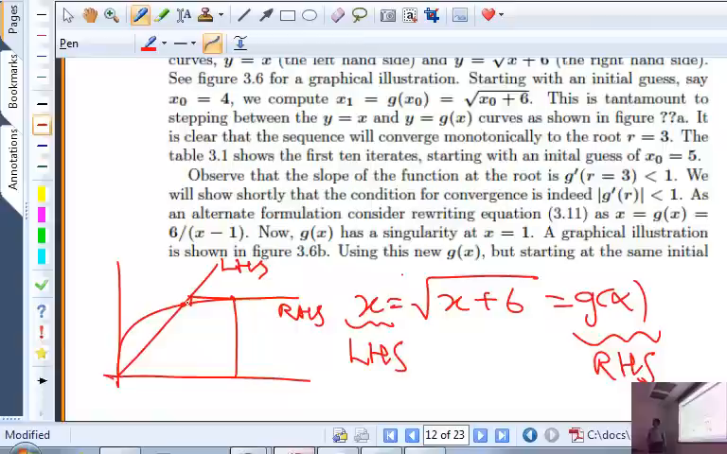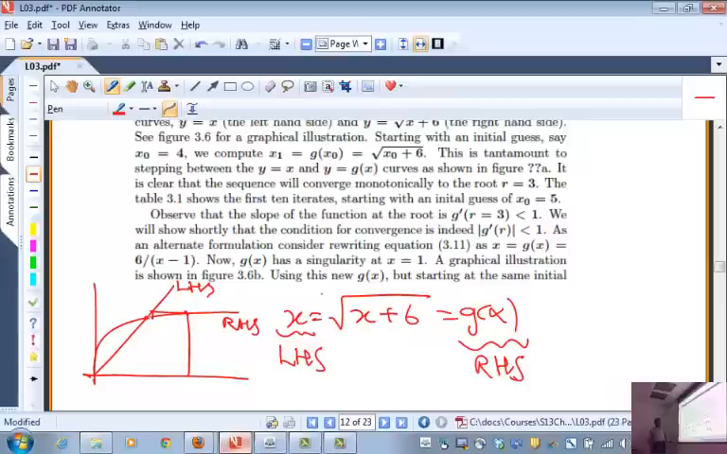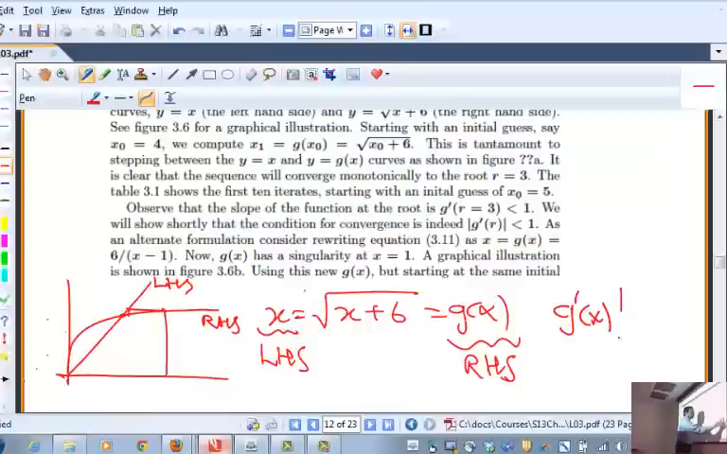Less than 1, because this has a slope of 1, y equal to x, right? So this has a slope of less than 1, okay? Turns out that is a key condition for convergence. A fixed point iteration will converge if the absolute magnitude of g prime of x is less than 1.